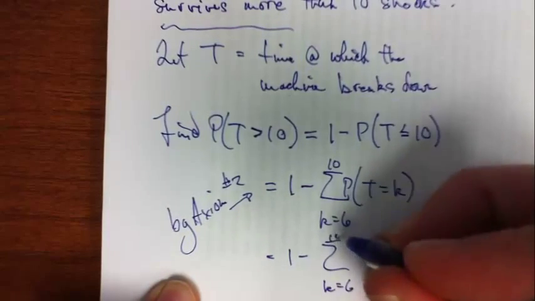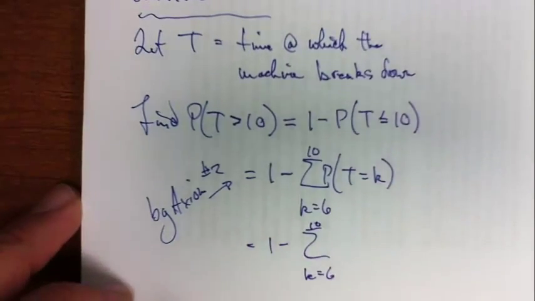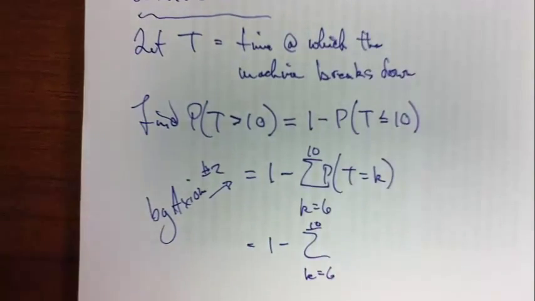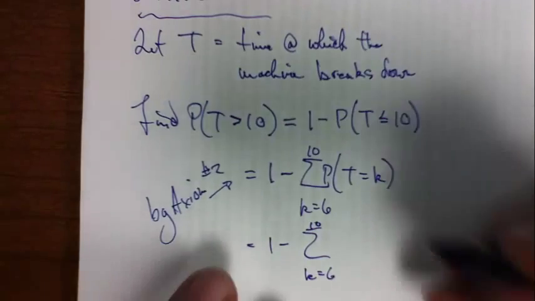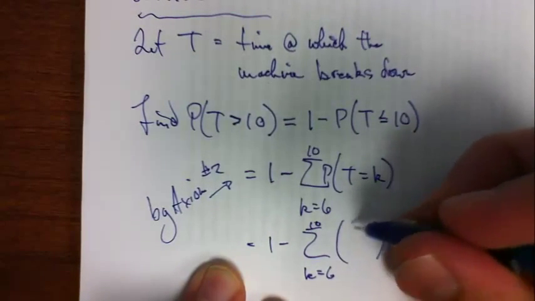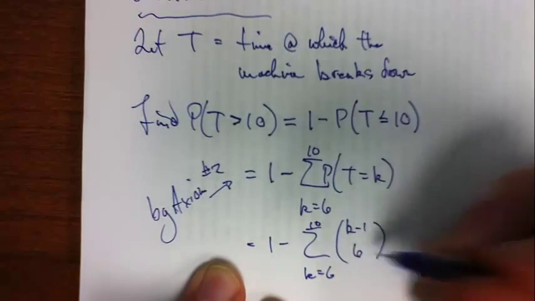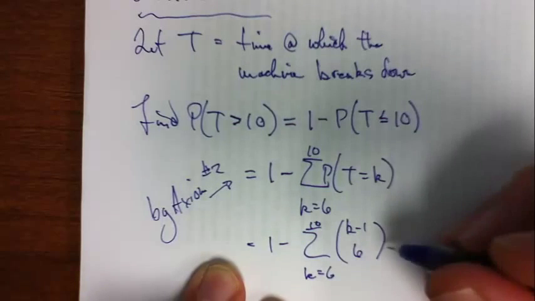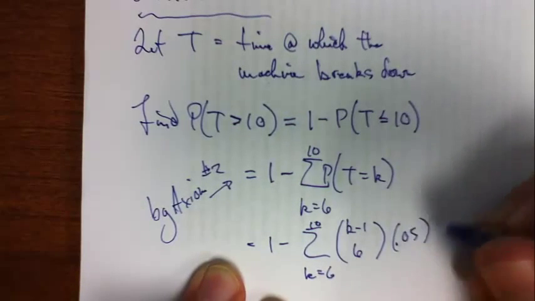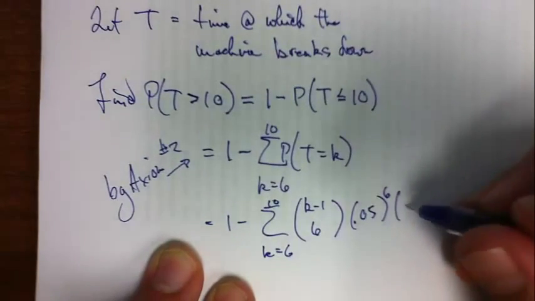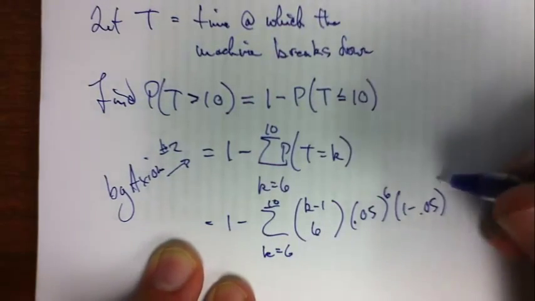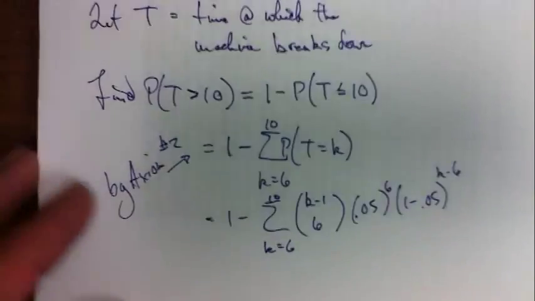Now, what is that probability? What's the chance that T equals k exactly? T is a negative binomial random variable with parameters r equals 6 and p equals, I guess, 5%. So I'm just going to replace this with k minus 1 choose r minus 1, which is 5, times 5% raised to the 6th times 1 minus 5% raised to the k minus 6. And you can put this in your calculator.